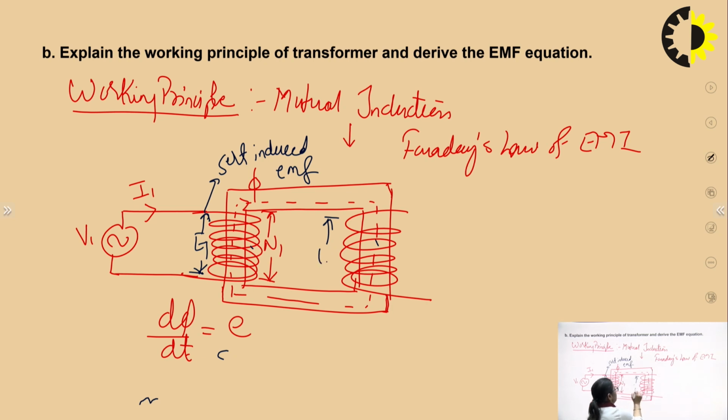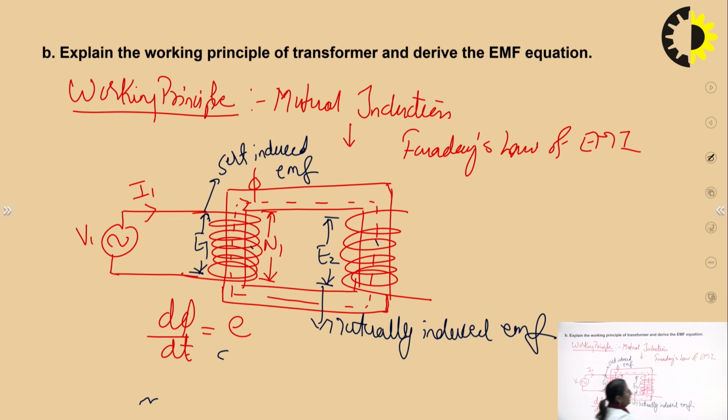But in this case, I am calling it E2, and this induced EMF will be called the mutually induced EMF. Because this induced EMF is not because of its own supply, it is because of the flux which has originated from its nearby coil, right? Or a supply which has been given to its nearby coil. That's why, because of the mutual induction effect, there will be an induced EMF in the secondary winding.